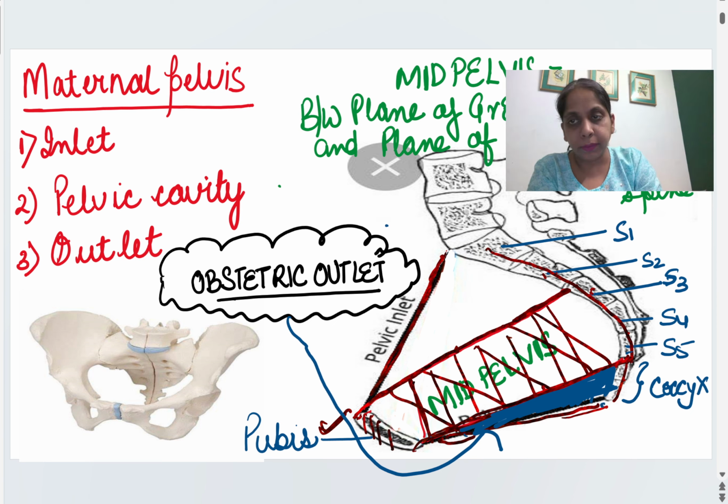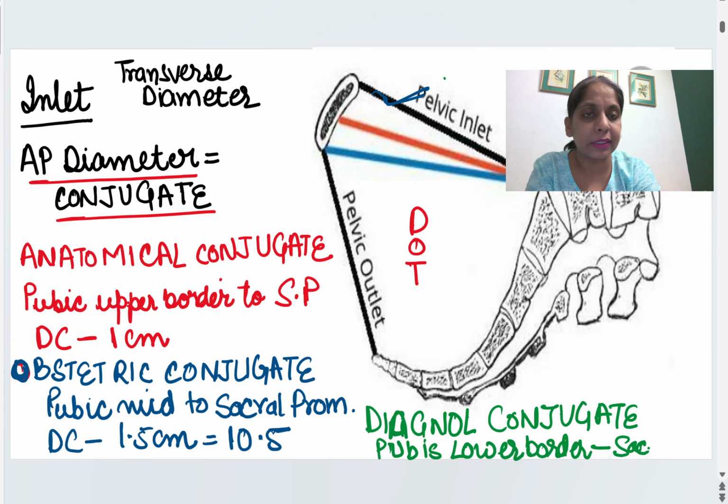Now let's go to another slide. Now the diameters are asked. First of all we will be discussing the diameters at the inlet of the pelvis. As I told you, this upper black line is the inlet of the pelvis. This upper black line is the anatomical inlet or true inlet.